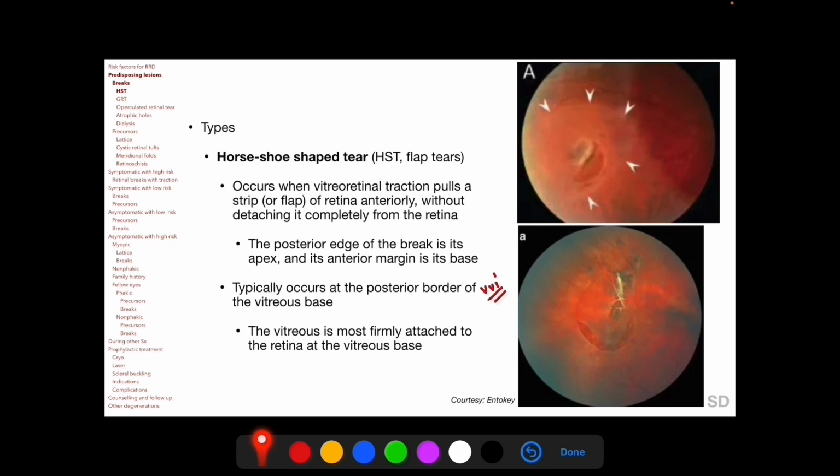In this photograph, we see a localized zone of subretinal fluid surrounding the HST, and in this photograph we find a lattice degeneration lesion at whose lateral margin the HST has occurred.